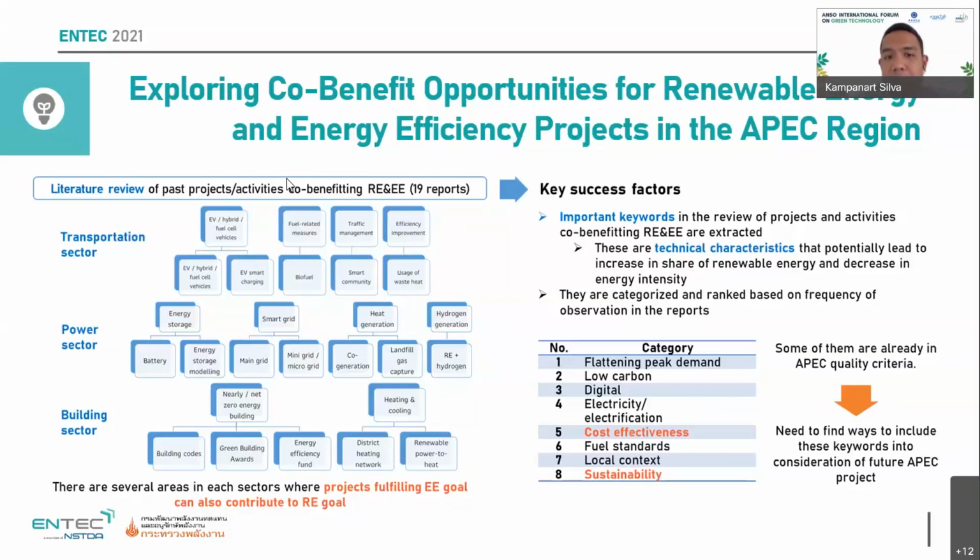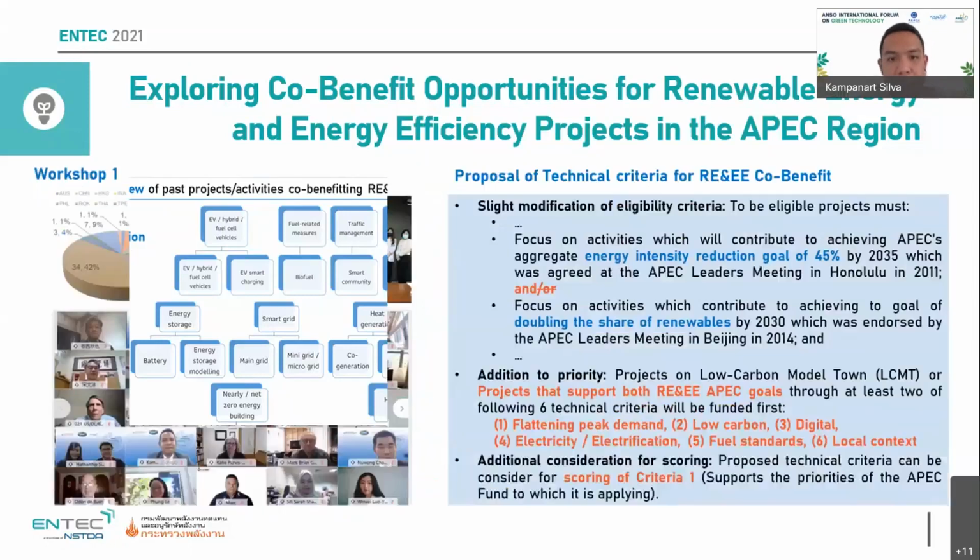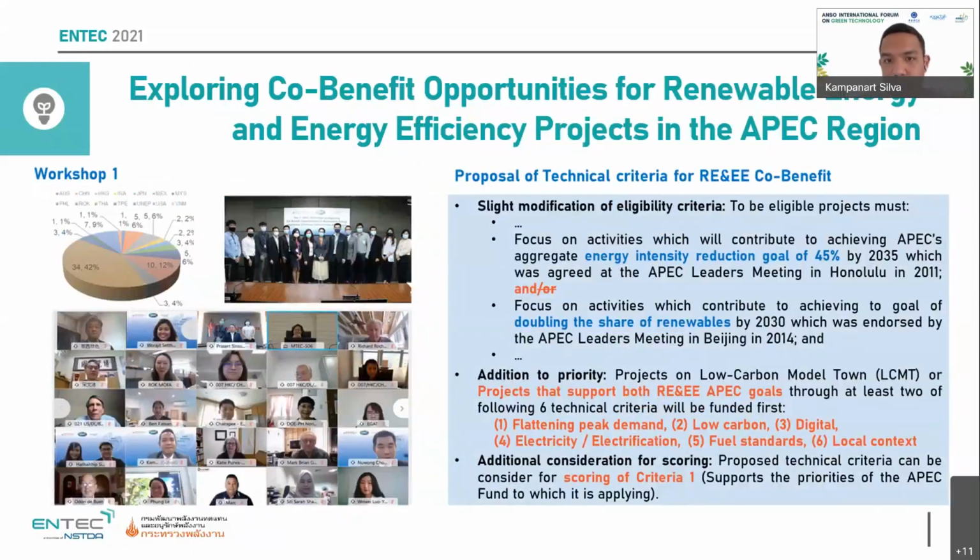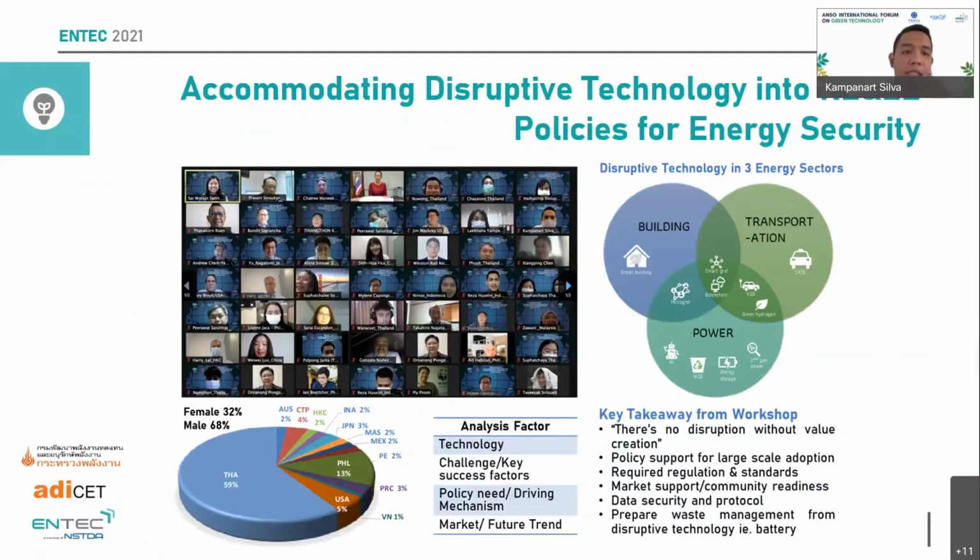And these are the keywords that we found, for example, flattening peak demand, low carbon, digital, or electrification. You see here that number 2, low carbon, is one of the very important keywords. So I think this working toward carbon neutral is a very good direction that Thailand, ASEAN, and also APEC need to go toward. So we are making a proposal to the Energy Working Group in APEC to include this focus, for example, flattening peak demand, low carbon, digital, and so on, as the focus of the APEC Energy Working Group projects in the future. The other project we are working on for APEC, again, is under the Department of Renewable Energy and Energy Efficiency.